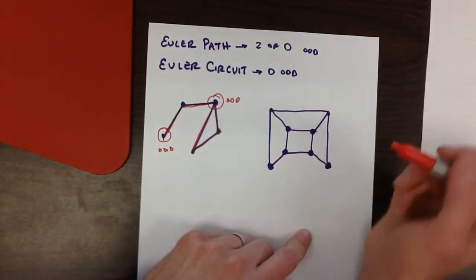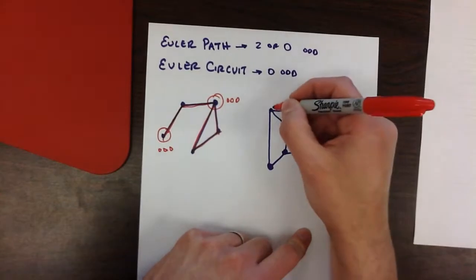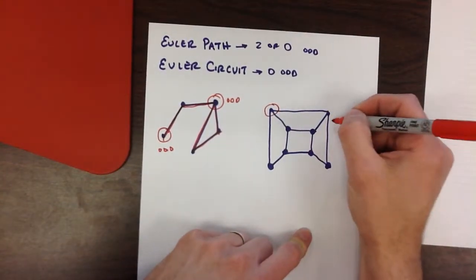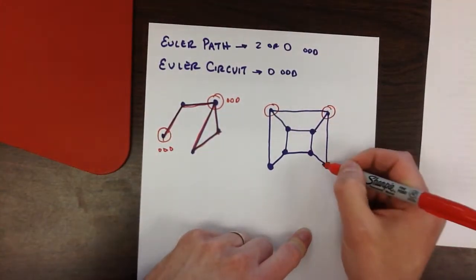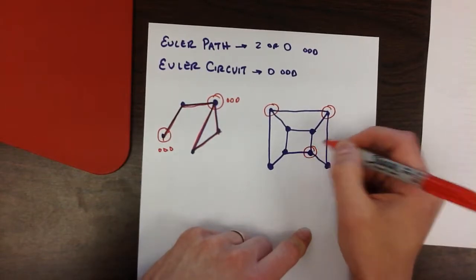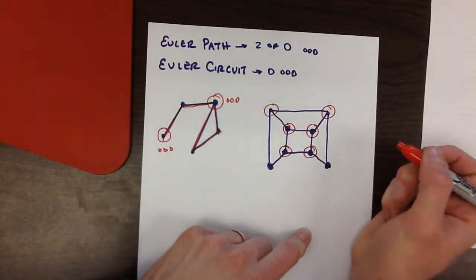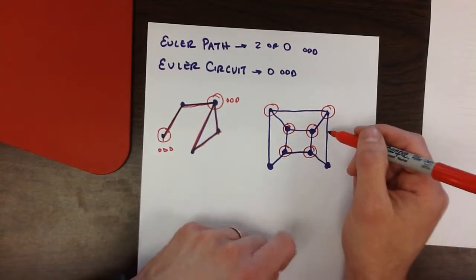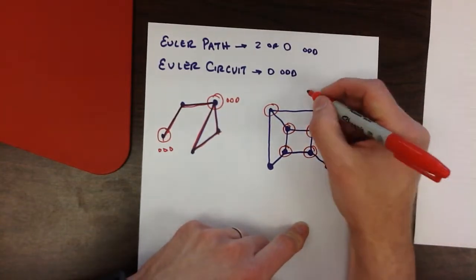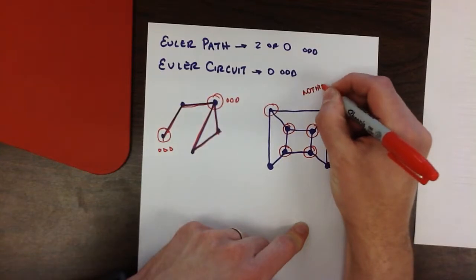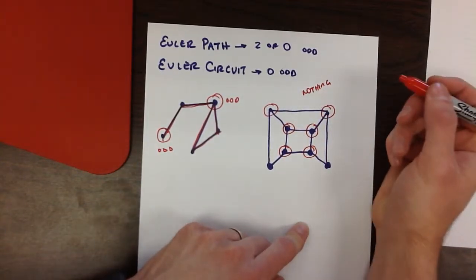Now, some graphs don't have that. So 1, 2, 3, that one's odd. 1, 2, 3, that one's odd. 1, 2, 1, 2, 3, we've got odd. 1, 2, 3, odd, odd, odd. We've got 6 total odd vertices. So this has nothing. No Euler path, no Euler circuit.